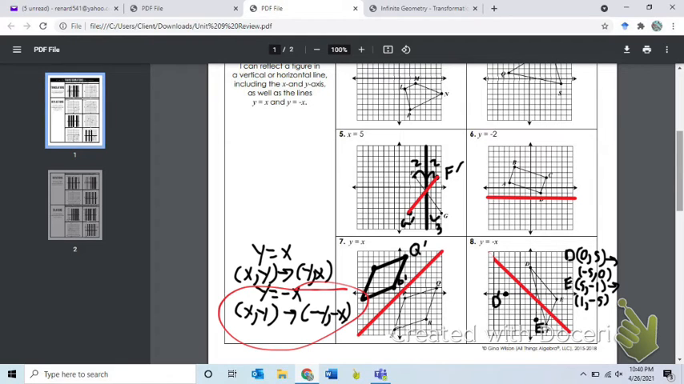So notice that D and E, both on the right-hand side of the line, got flipped over to the left. Now because F was on the left-hand side of the line, she's going to get flipped over to the right. (3, -6) goes to (6, -3). And there we go.